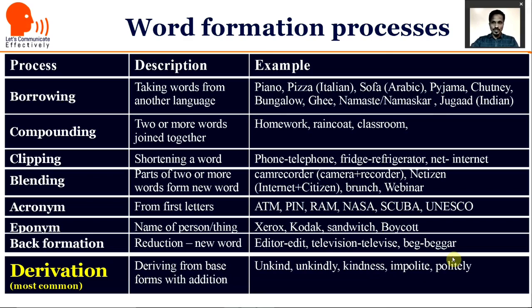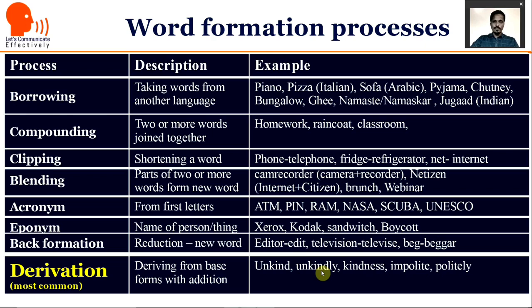This is what we are going to focus on today: derivation. All the other processes also make a lot of contribution to English vocabulary, but derivation is the most common and most used, and most of the words are derived by this method. So what is derivation? Deriving from base forms with additions, that is, taking the base form and making new words like unkind, unkindly, kindness, impolite, politely. Kind is the base word, we add un, then we add ly, and new words are formed.